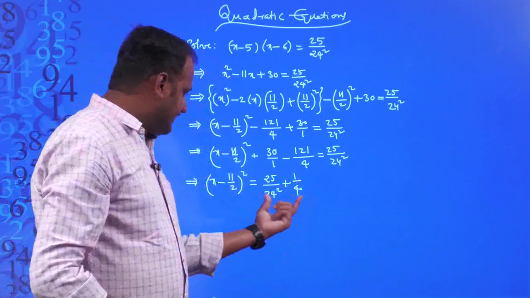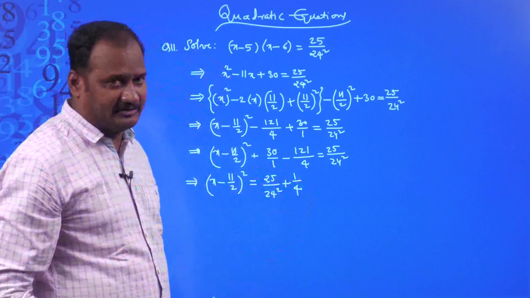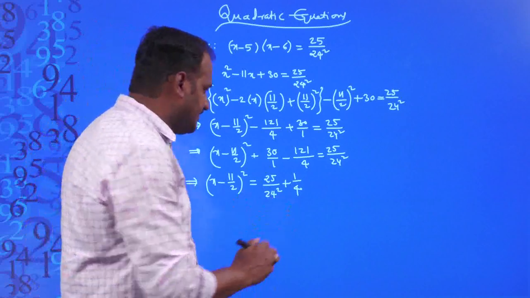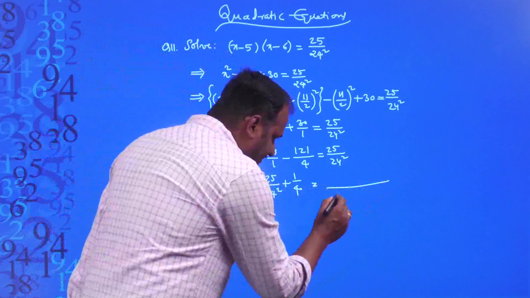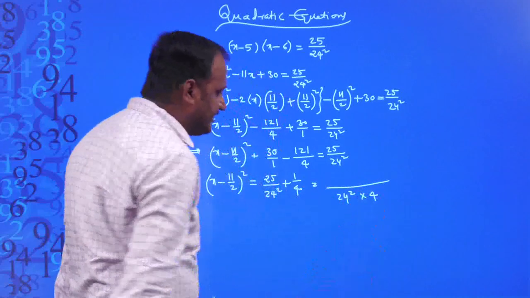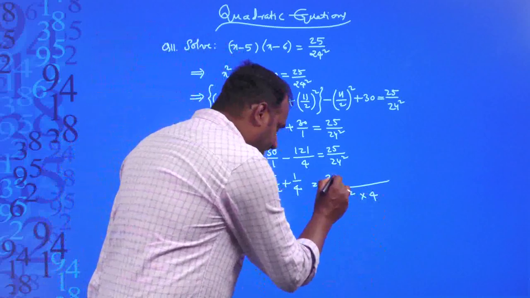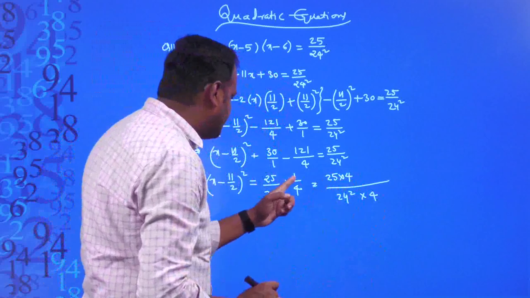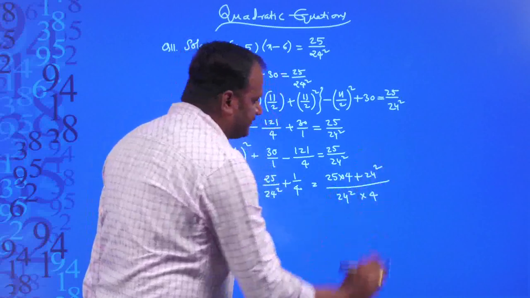Okay, let us try to understand this. 25 by 24 square plus 1 divided by 4. I am not going to change anything, I will just try to simplify this. What is the LCM for this 24 square and 4? I will write as it is, 24 square into 4. That is the LCM. And now 25 into 4, I am not going to multiply, but I will write 25 into 4 only. And then plus 1 into 24 square is 24 square.